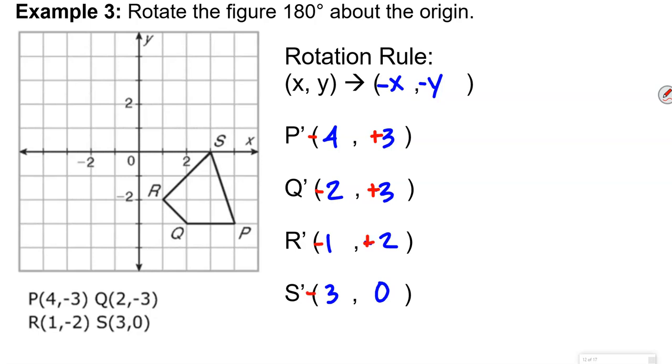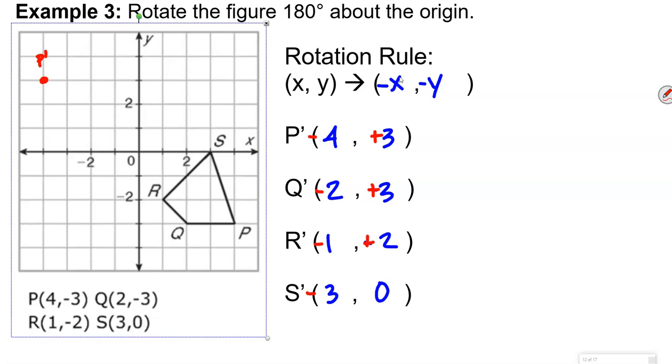Okay, now we're going to plot them. So this is going to be -4, 3, right there for P prime. Then we got Q prime at -2, 3. R prime at -1, 2. And S prime at negative 3, 0. So once again, going to draw this shape.